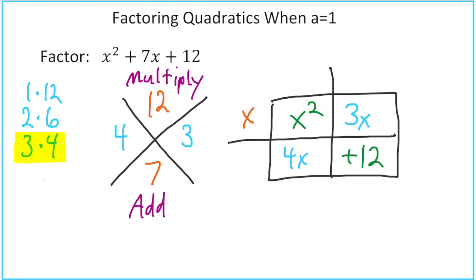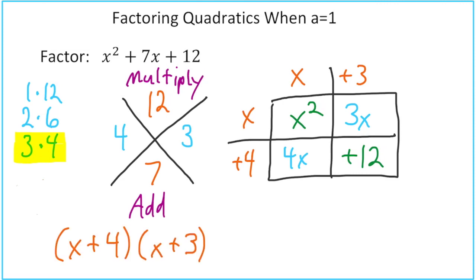So we know we would have x times x for x squared. We would need a plus 3 to get our 3x, and a positive 4 to get our 4x. Now you should always double check that you've done everything right. Notice that the 3 times the 4 does give us the 12 in the bottom right corner. All you have to do now is rewrite the x plus 3 and the x plus 4 as your factors. So there you go. We've factored x squared plus 7x plus 12.